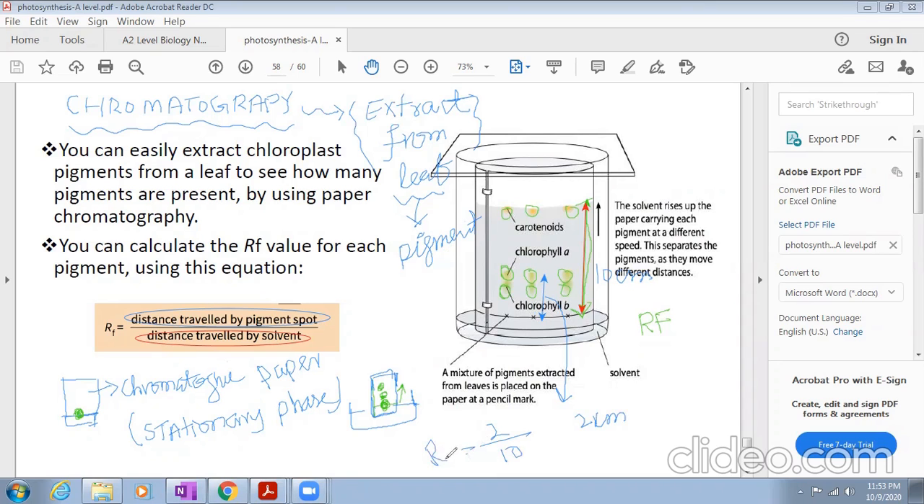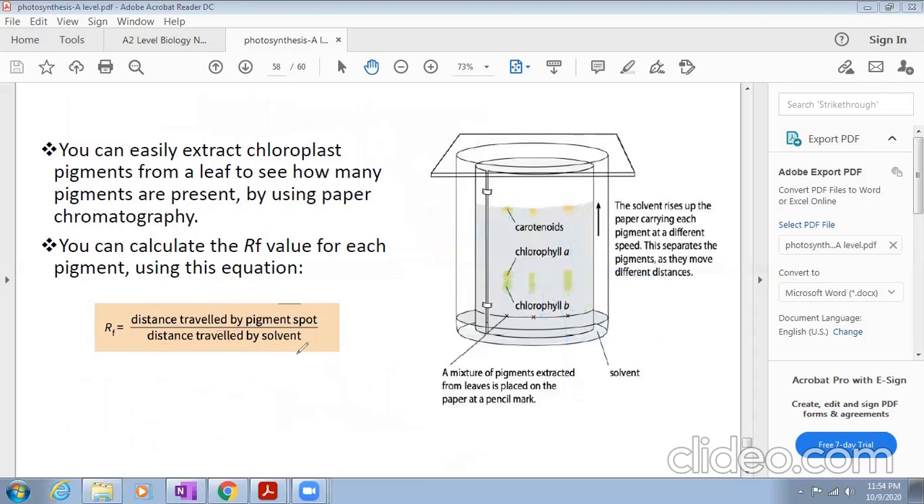In the same way, you can find the RF value for chlorophyll B and for carotenoid. For example, for carotenoid, the distance traveled is 8 centimeters. So what you will do is divide 8 by the distance traveled by the solvent. The total distance traveled by the solvent is 10, so it will give you a value. For different pigments you will have different RF factors. RF factor is actually the retention factor.